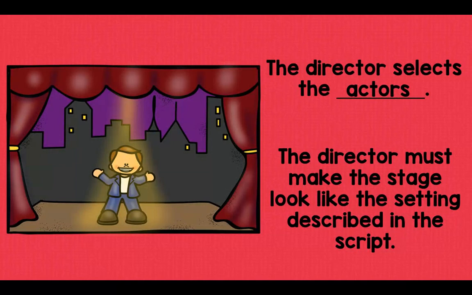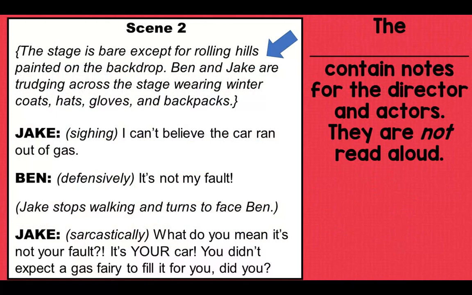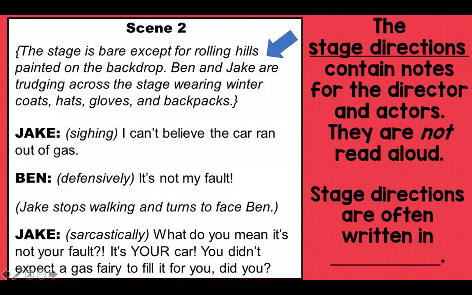So when the playwright goes through and makes this script, they have a specific idea in mind for what they want it to look like. The director's in charge of making sure that the stage looks like this. The stage directions contain notes for the actors and directors. They are not read aloud. So you can see here, these are called stage directions. Anything that's in parentheses and in italics, which means the slanted font, is the stage directions.